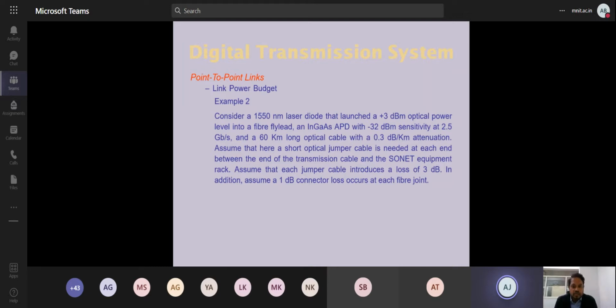Okay. The data rate is given as 2.5 Gbps. The distance is given as 60 kilometers. Attenuation of 0.3 dB per kilometer, and a short optical jumper cable at each end. There are two jumper cables, and each jumper cable introduces a loss of 3 dB, and there is a 1 dB connector loss at each fiber joint.